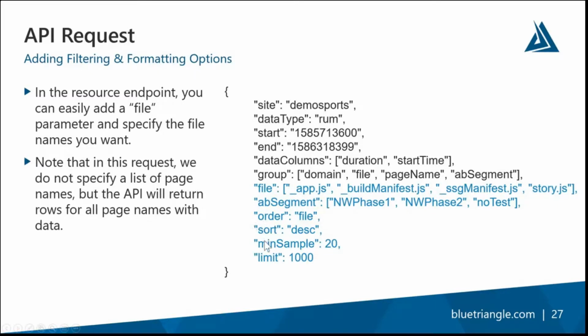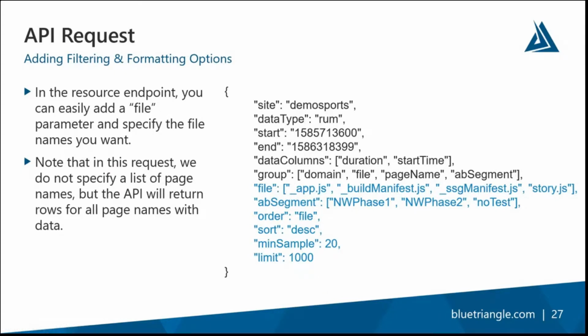Now, the order, sort, minimum sample, and limit parameters are all ways we're going to do some post-processing and filtering on the data set as a whole. So we're going to order by file and sort descending. Our minimum sample is 20, so this means we want to make sure that there's at least 20 instances of these files appearing, and we only want to see the top 1,000 rows of data.